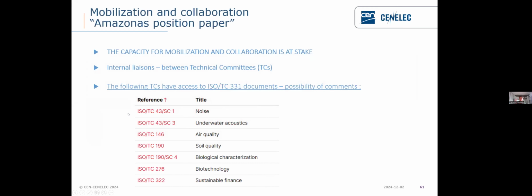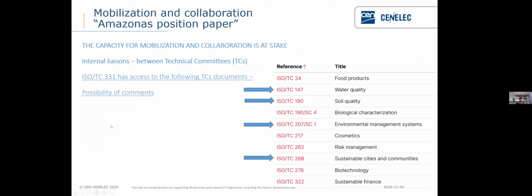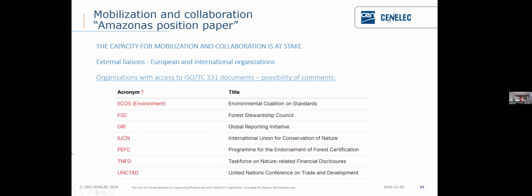In our own capacity as committee manager of a technical committee, in line with the other committee managers and all the stakeholders within those committees, there is a capacity for mobilization and collaboration at stake. It is based on existing liaisons. Here we have the internal ones, with the technical committee having access to the documents of our technical committee. We also have internal liaisons allowing our technical committee to access the documents of the other technical committees. And also the external liaisons that I presented before, with international and European organizations, with IUCN, TNFD, ECOS, for instance.